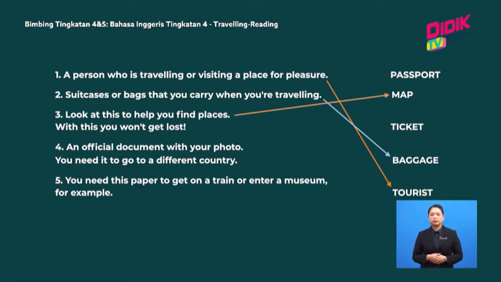An official document with your photos. You need it to go to a different country. Passport. You need this paper to get on a train or enter a museum. Ticket.